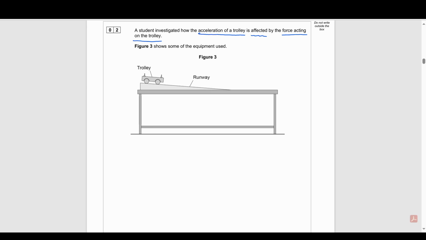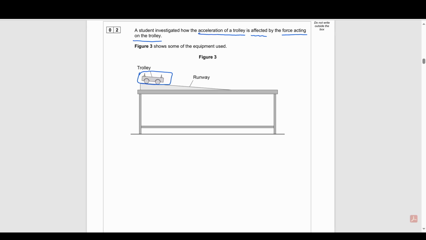Well, one easy way that we can change the force acting on the trolley is causing there to be a change in the mass of the trolley. Now, changing the mass of the trolley is going to be difficult in terms of the structure of the trolley as we see it here. So we don't want to change anything about the trolley itself right now. But what we can do is add masses to the trolley.